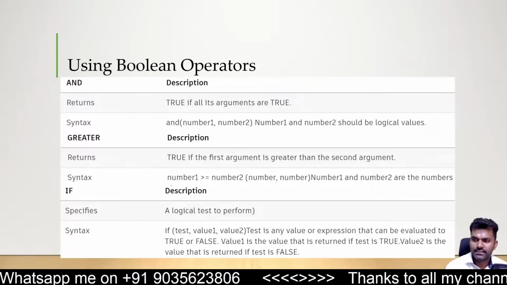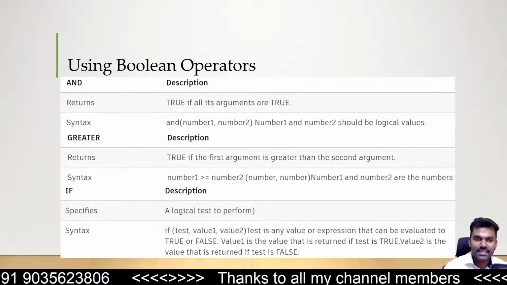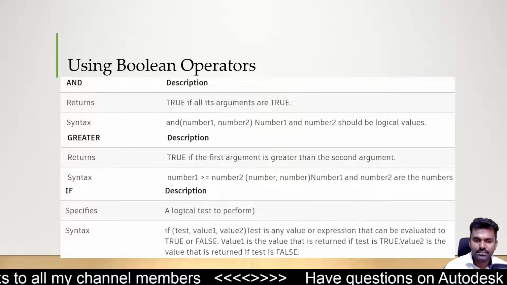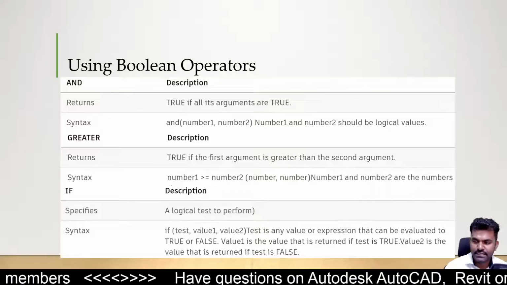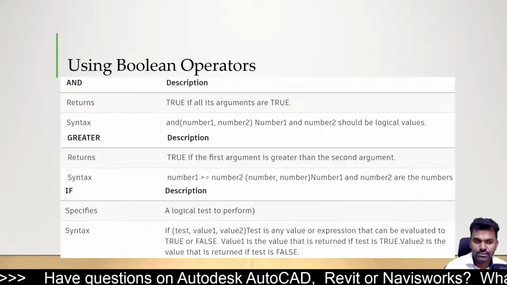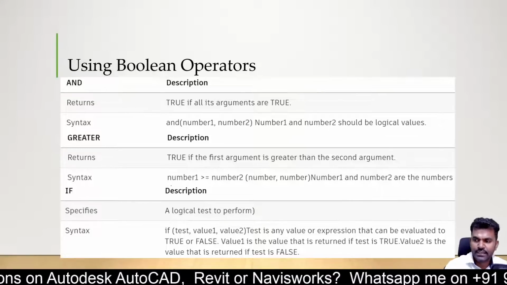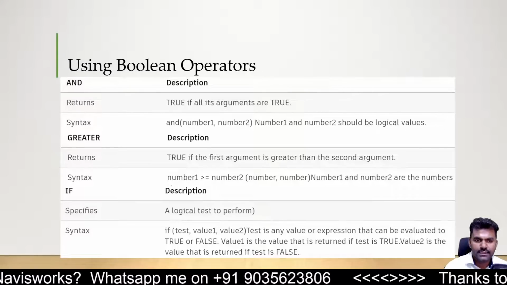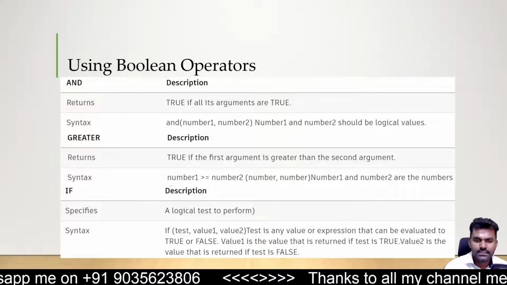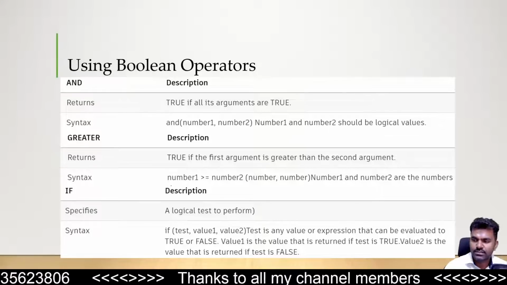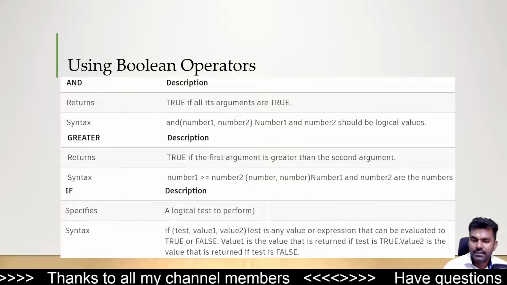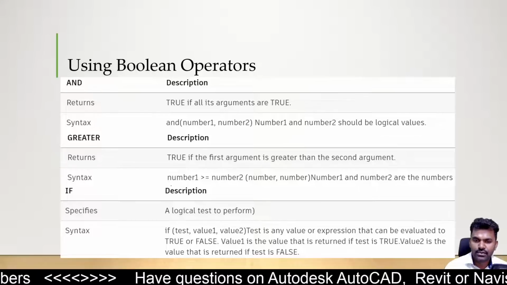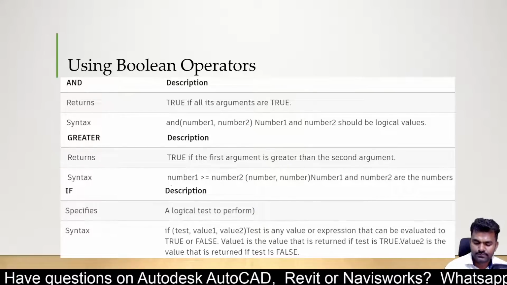Using Boolean operators. Okay, it's not a single topic. In a Boolean we have lots of syntax formation. For example, if statement, or statement, nor statement. Here in the display we are showing syntax for and. Okay, and there is a description, true if all arguments are true. It's a logic. Maybe you will need more time to understand these logics, but once you understand, it's going to help you a lot.